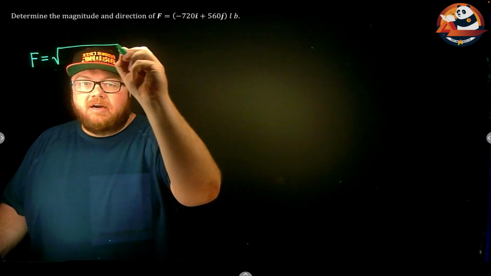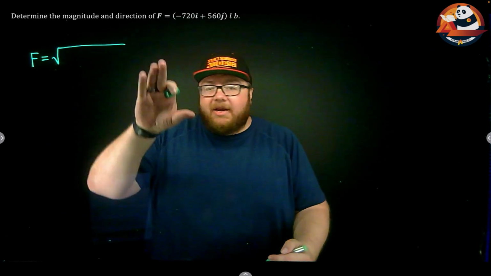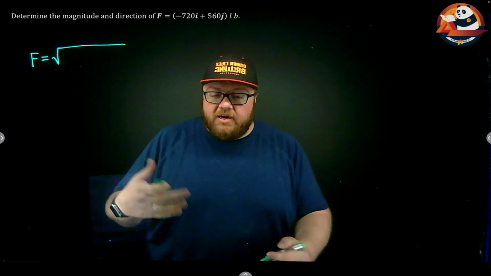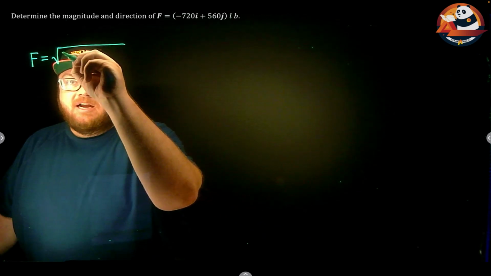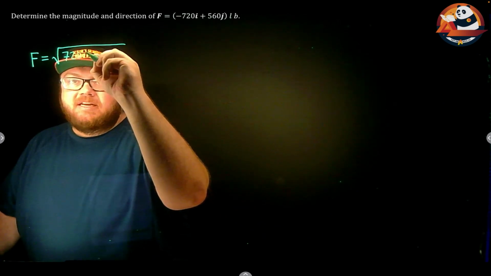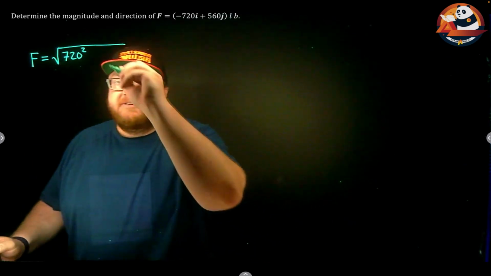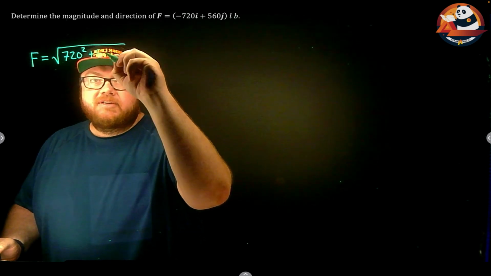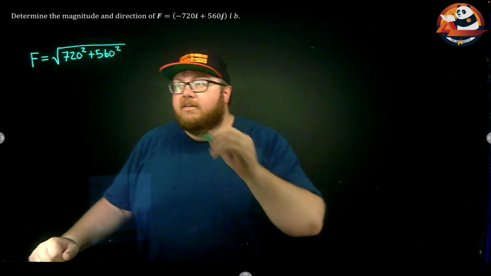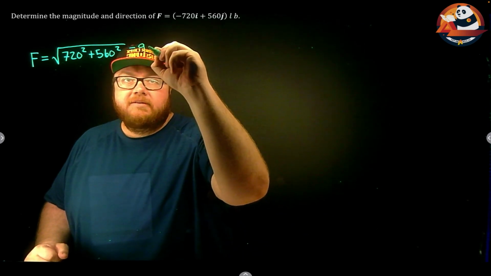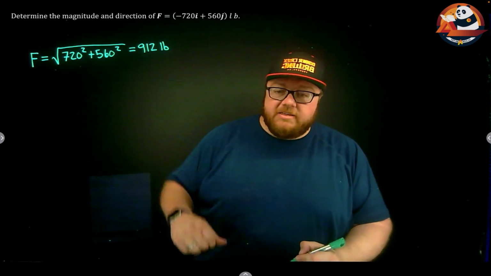So the square root of Fx squared, negative 720 squared. If I'm laying this out, I'm going to ignore that negative, because negative 720 squared and positive 720 squared is the exact same thing. It's just a little bit easier. I'm less likely to make a silly calculator mistake if I just put it as positive. So 720 squared plus 560 squared, which should get us 912 pounds, which is half my answer.